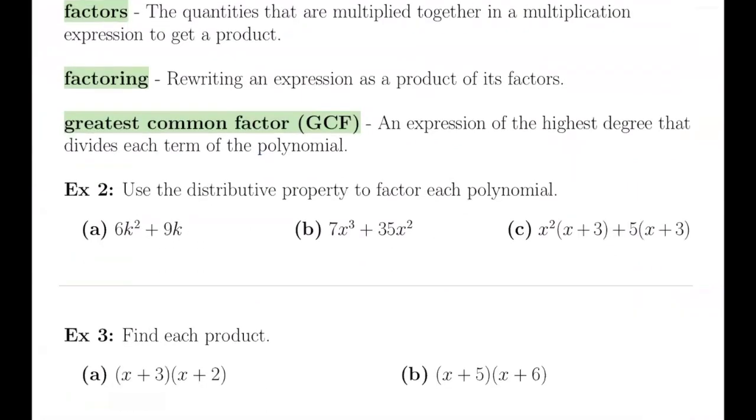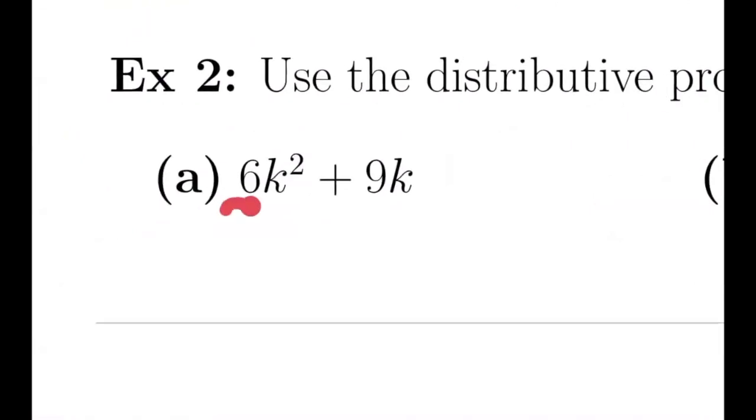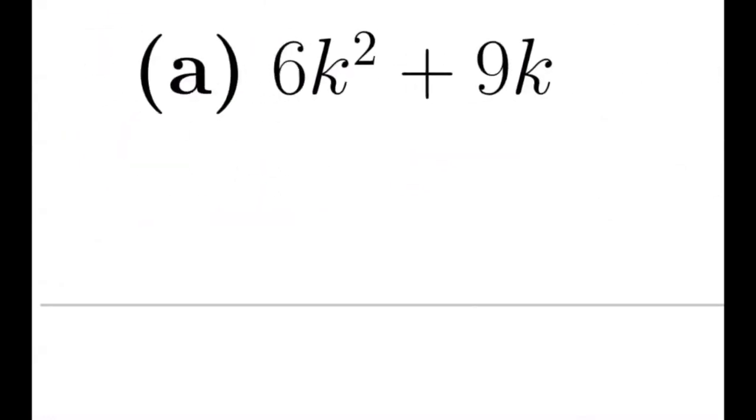All right, so we're going to use the distributive property to factor these polynomials here. So we need to figure out what the greatest common factor is. Let's just look at the 6 and the 9. What's the greatest common factor of 6 and 9? Yes. 3. Yes, that's right. So we're going to take out a 3.